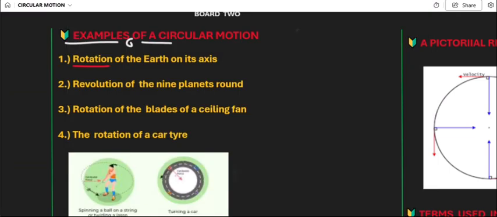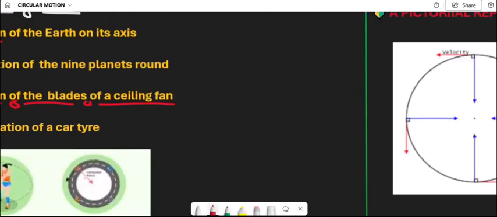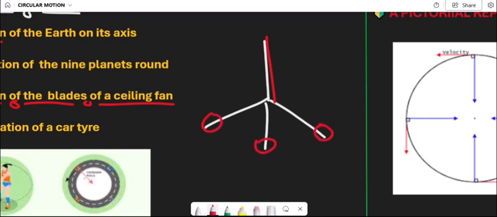Moving to another example, the rotation of the blades of a ceiling fan. When you look at a ceiling fan, you will see that there are up to about 3 blades. If I'm right, 1 blade, another blade, then another blade. So this is just the stand, then this 1 blade, another blade, another blade. Whenever these blades are in motion, they move in a circular pattern. So that circular pattern is a circular motion.